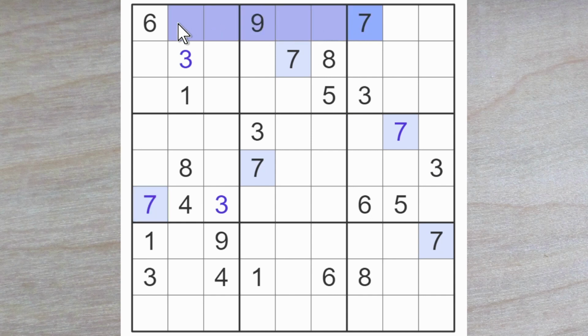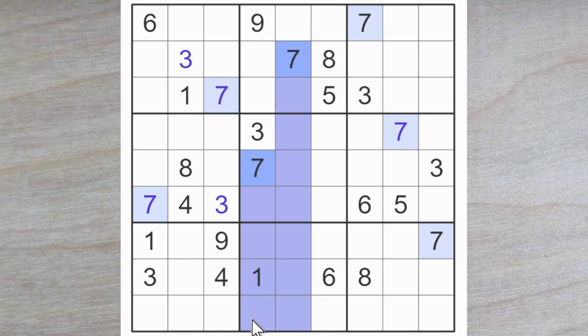These 7s block over, so does this, and this blocks up, so a 7 must go here. 2 7s blocking down, a 7 blocking over, therefore a 7 goes here, and I believe the last 7 of the grid must go here. Yes, that was the last 7 of this grid.